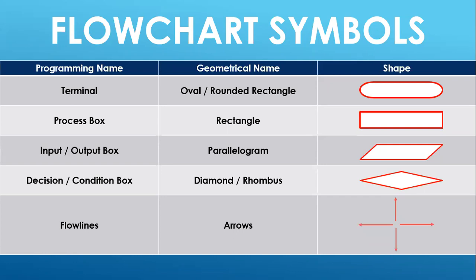It has no link with the pseudocode. It has no link with the program. It is only placed at the starting of the flowchart to show the beginning, that from this point the flowchart is being started, and one terminal box is placed at the end of the flowchart to show that the flowchart has ended at this position.